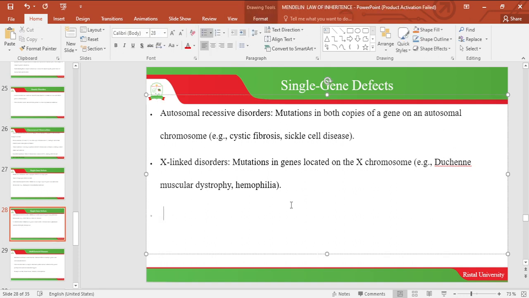Then we have the autosomal recessive disorders. These are mutations in both copies of a gene on an autosomal chromosome, for example, cystic fibrosis and sickle cell disease. Then we have the X-linked disorders. These are mutations in genes located on the X chromosome. For example, we have Duchenne muscular dystrophy and hemophilia.